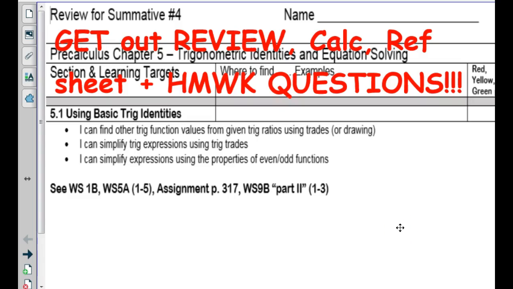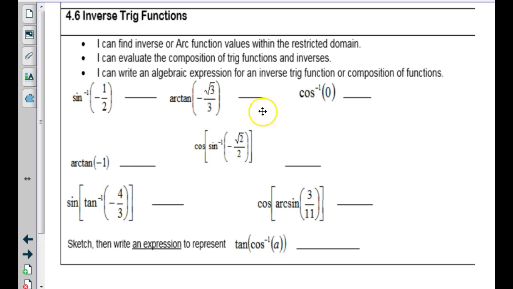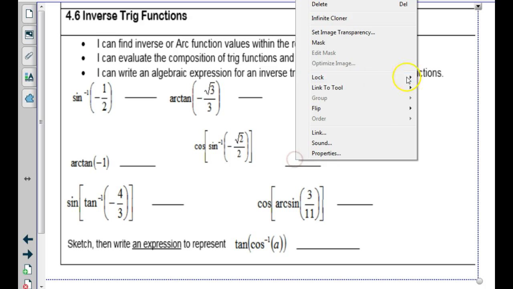Okay, guys, where do you want to start? Yes, let's go to 4.6, which is maybe on the back of the review, or is it on the front? I don't know. Okay, on the review sheet on the front.